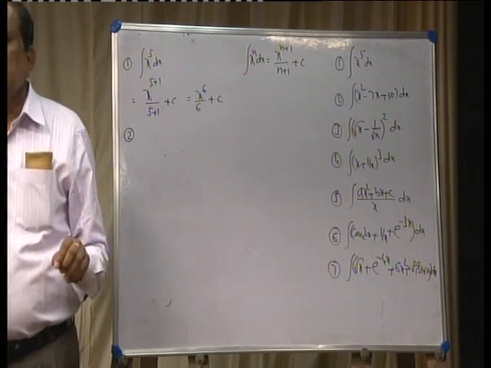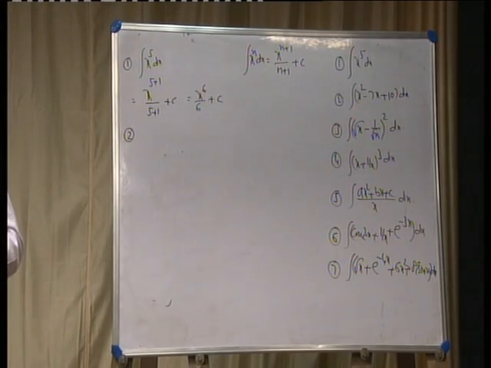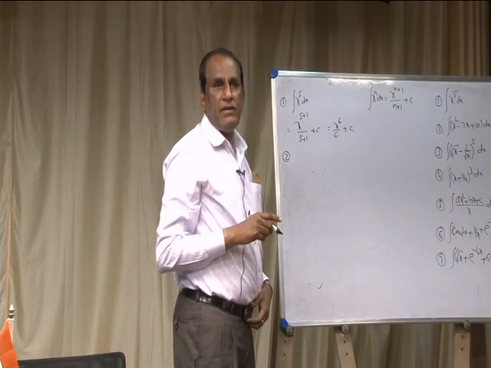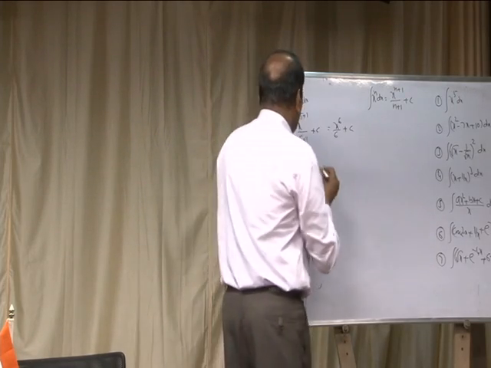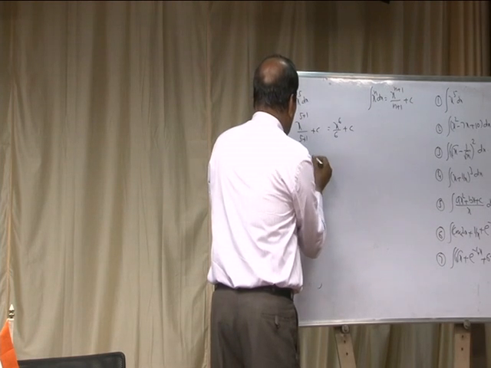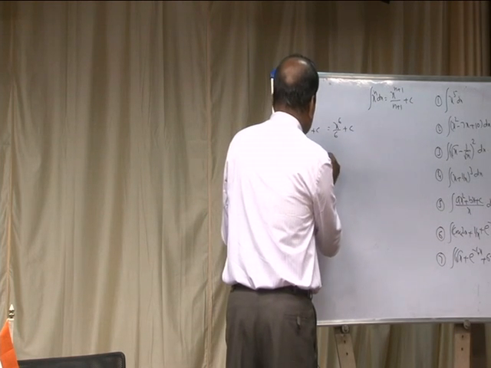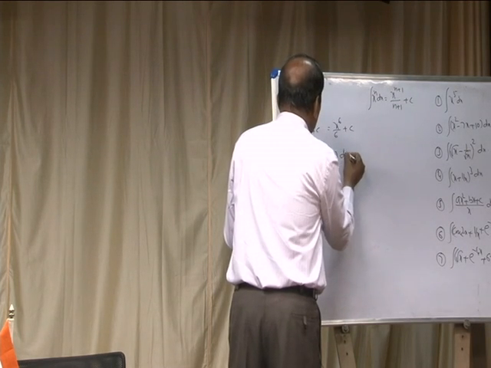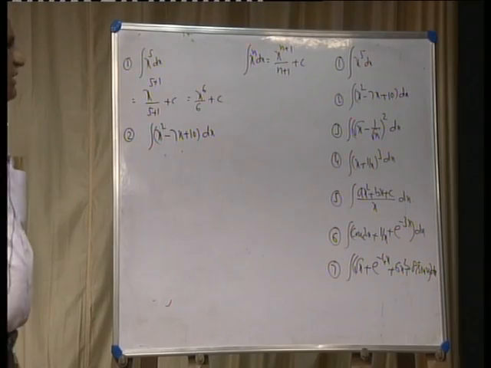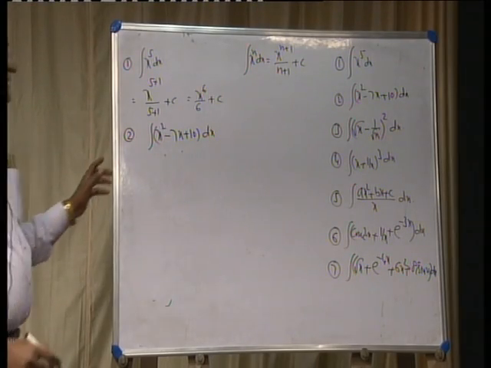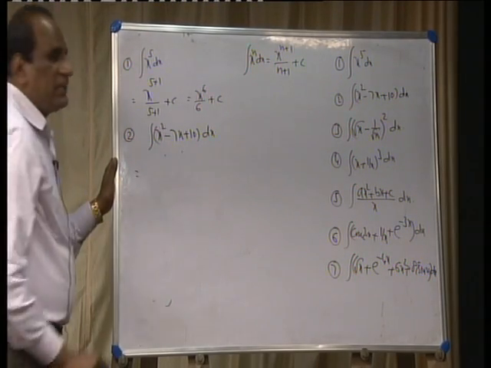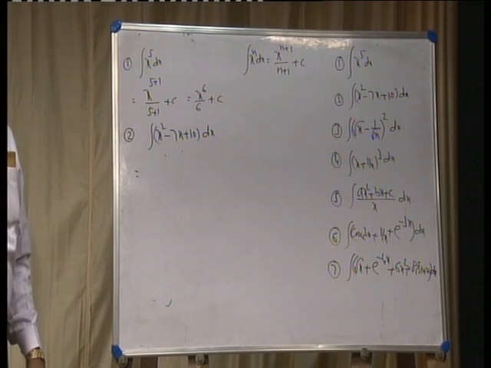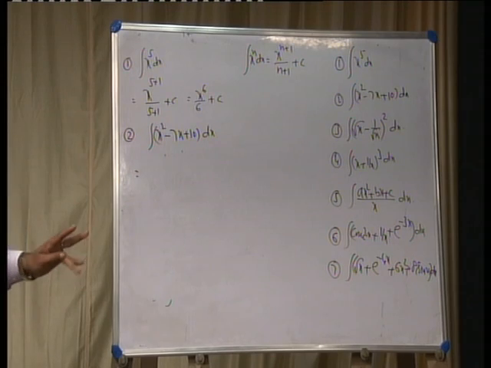One way, just integrate term by term, using the formula for the integration of u plus or minus v. See here, integral of x square minus 7x plus 10 dx. So, first method, split into 3 integrals. Why? Because there are 3 terms. So, keep the constant outside the integral.